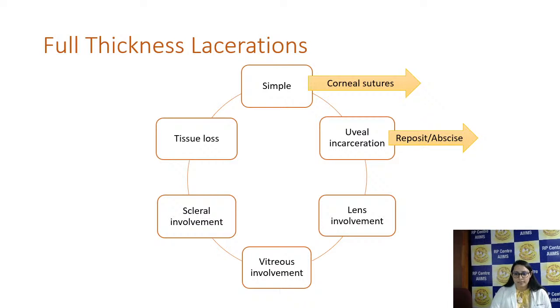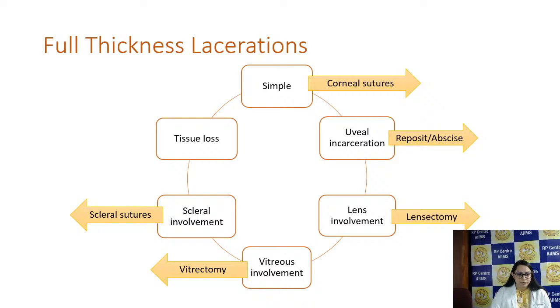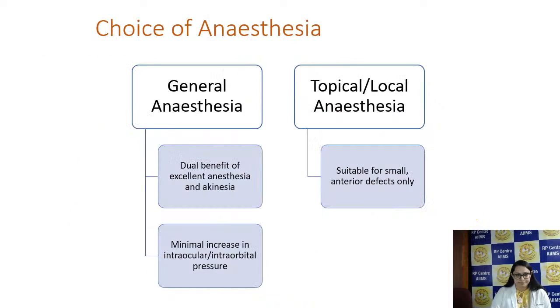If there is associated uveal incarceration, we have to take a decision about repositioning or abscission of the uveal tissue. If there is lens involvement, lensectomy may be required. For concurrent vitreous involvement, vitrectomy may be required. For scleral involvement, it has to be managed with scleral sutures. And if there is any tissue loss, a patch graft or a penetrating keratoplasty may need to be done.